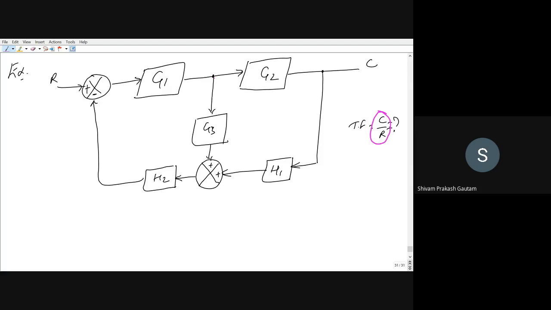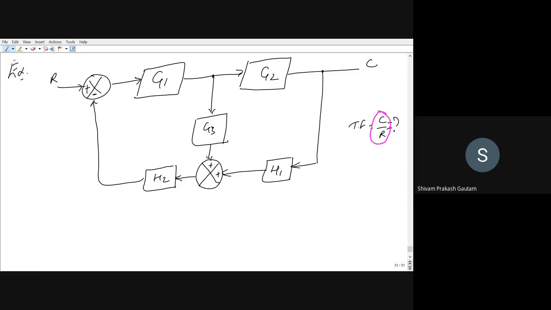Okay. So this is my takeoff point. If I move this takeoff point either to this point or to this point, these two blocks will come in parallel. Sorry, in cascade. Is it not? Yes, sir. It will be in cascade if we move this point either to the left, ahead of G1, or to the right, ahead of G2. Yes. See, first let us consider the first case.